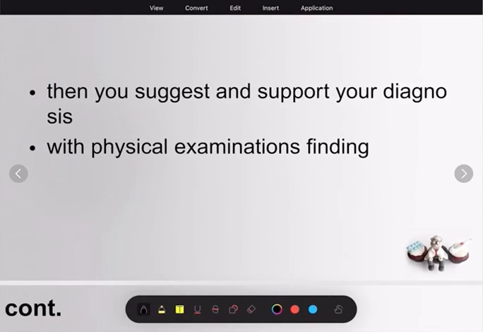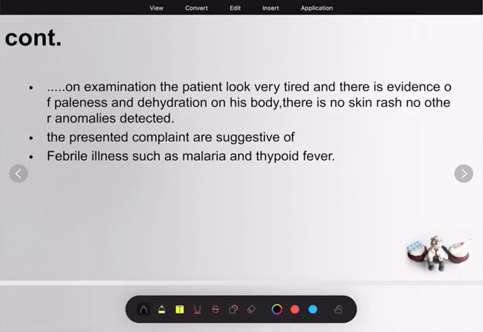Then you suggest and support your diagnosis with physical examination. Findings on examination: after you examine the patient, the patient looks very tired. There is evidence of paleness and dehydration on his body. There is no skin rash, and no other anomalies detected. The presented complaints are suggestive of a febrile illness, such as malaria or typhoid fever.